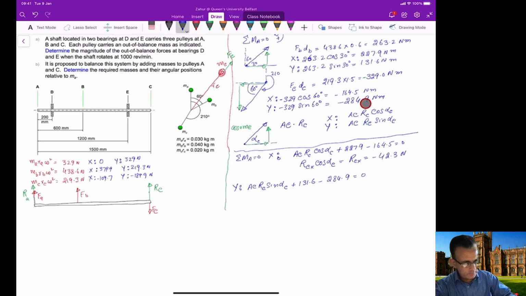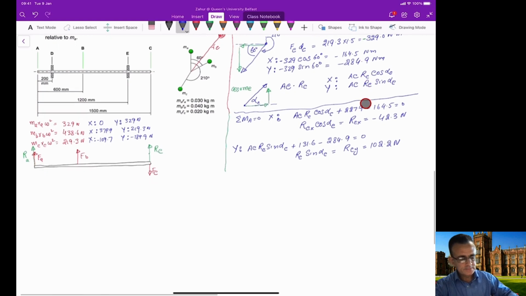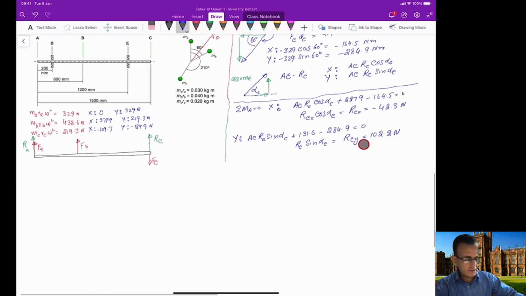So equal to 0, and from here we can calculate RC sine alpha c, and you can call this component RCY, because this is the y component of this reaction. So this will provide you with a value of 102.2 Newton. Okay, so if you calculate these two values, now you can even draw this vector here.